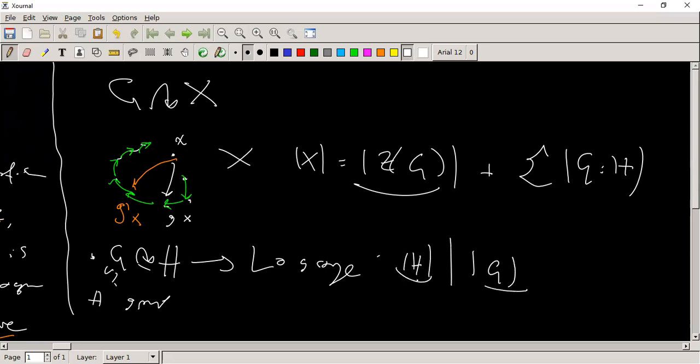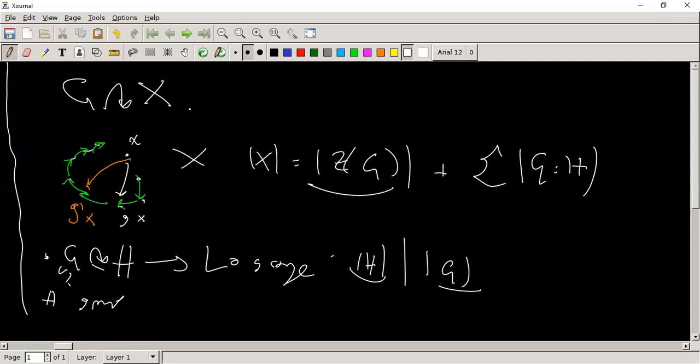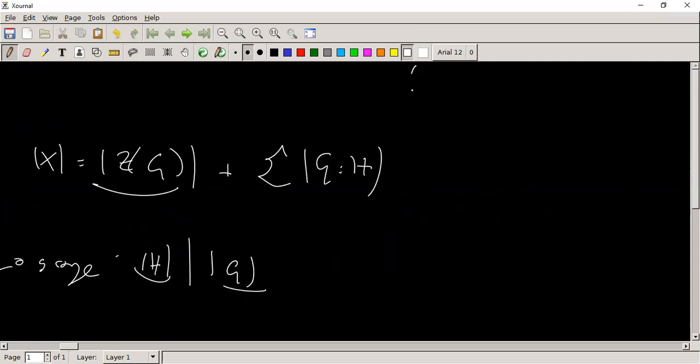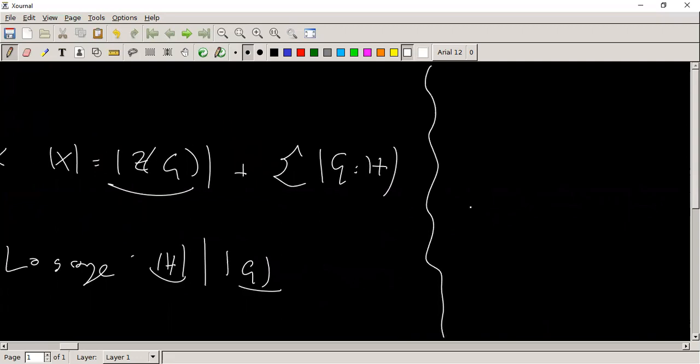The order is the number of elements. So the number of elements of a subgroup will always divide the number of elements of a group, which is a fabulous theorem. And I think it's very intuitive, again, if you just understand this picture a little bit. Okay. So this idea of Lagrange and this action will naturally lead us into talking about quotients.